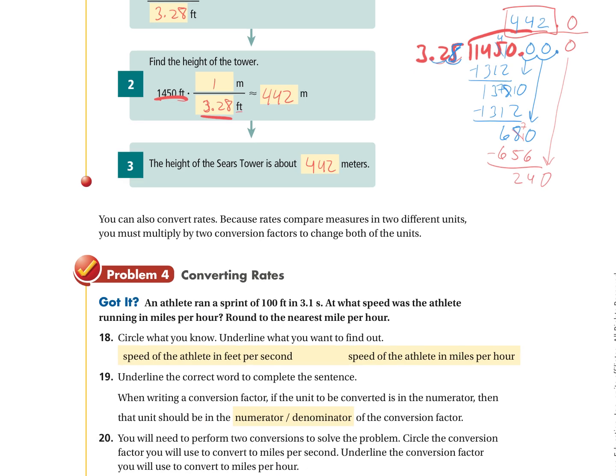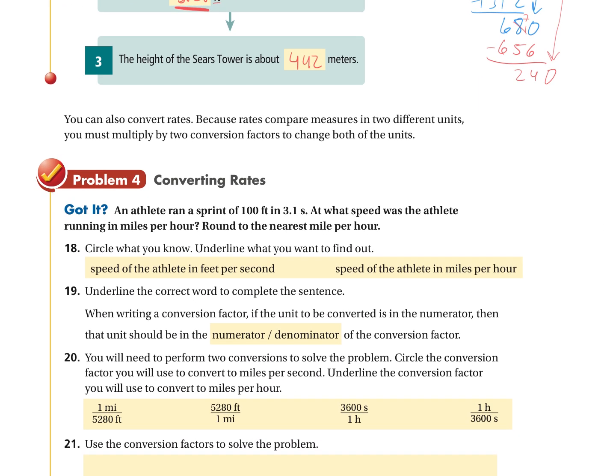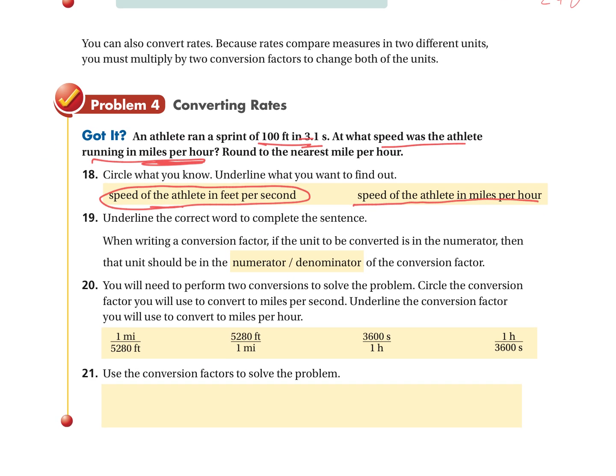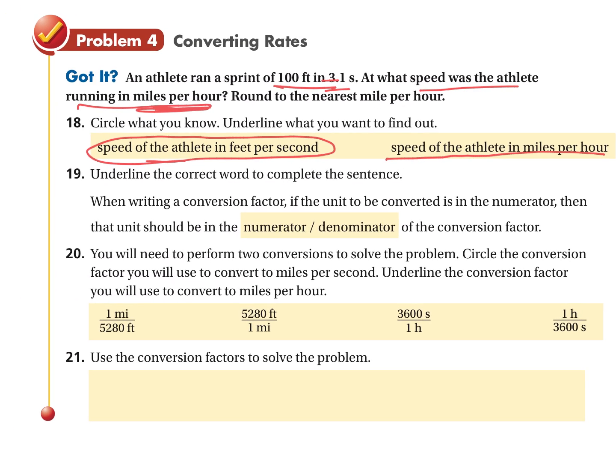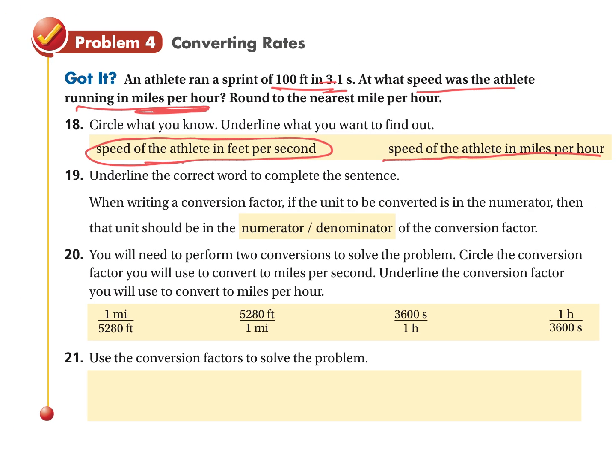An athlete ran a sprint of 100 feet in 3.1 seconds. At what speed was the athlete running in miles per hour? We want to round to the nearest mile per hour. Let's circle what we know and underline what we want to find out. We know that the athlete ran 100 feet in 3.1 seconds, so we have the speed in feet per second. Let's circle that. And we want to know the speed of the athlete in miles per hour, so let's underline this one. We know the speed in feet per second, but we want to find the speed in miles per hour.